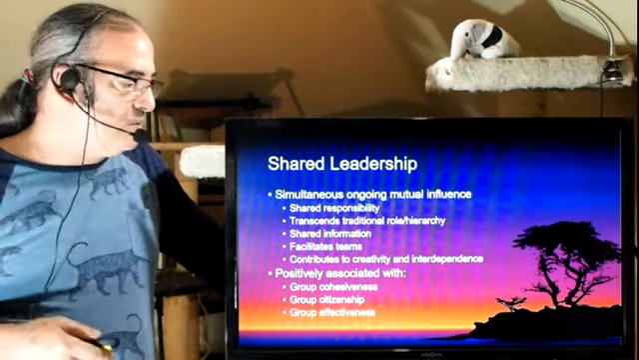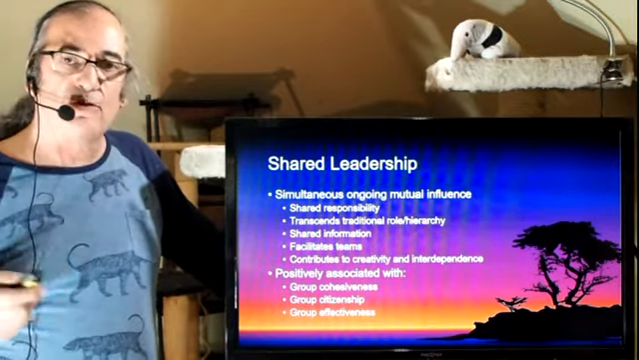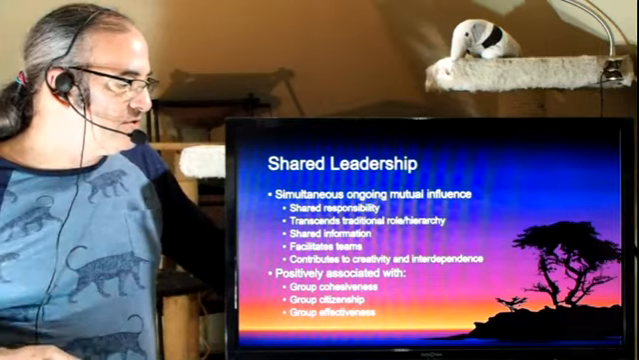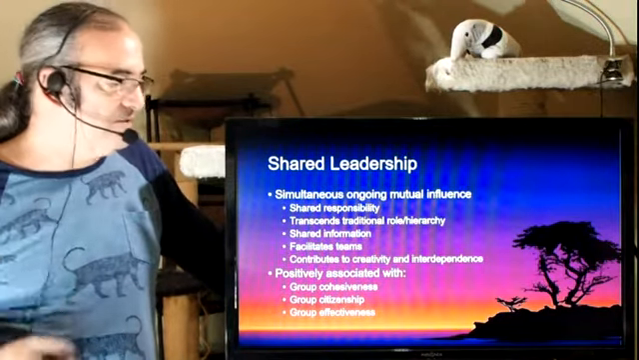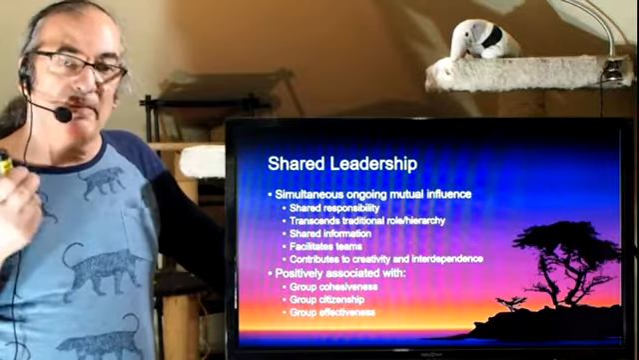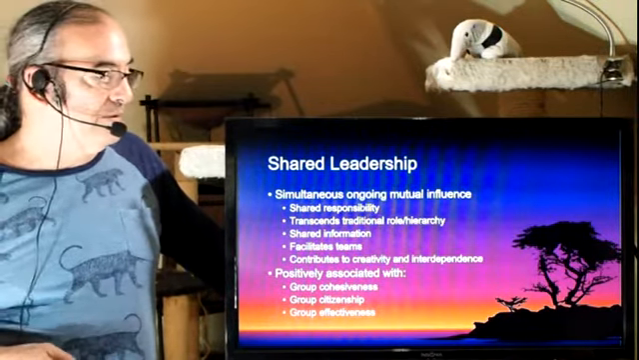Notice, in this class, core to it, teams contribute to creativity, interdependence with each other, and sharing of information. They are positively associated then with group cohesiveness, that we get tighter with each other; group citizenship, right? And we behave ethically. And group effectiveness, that we get better and better at what we do.